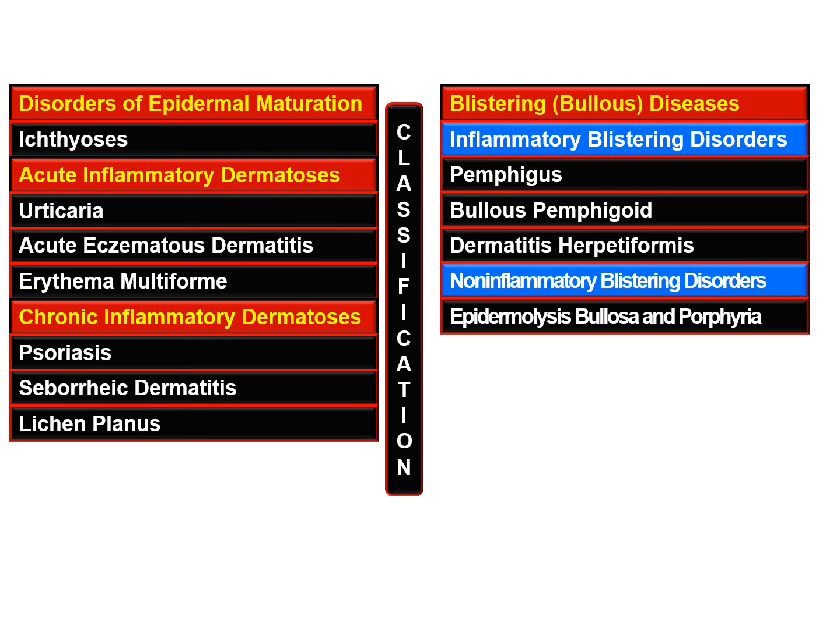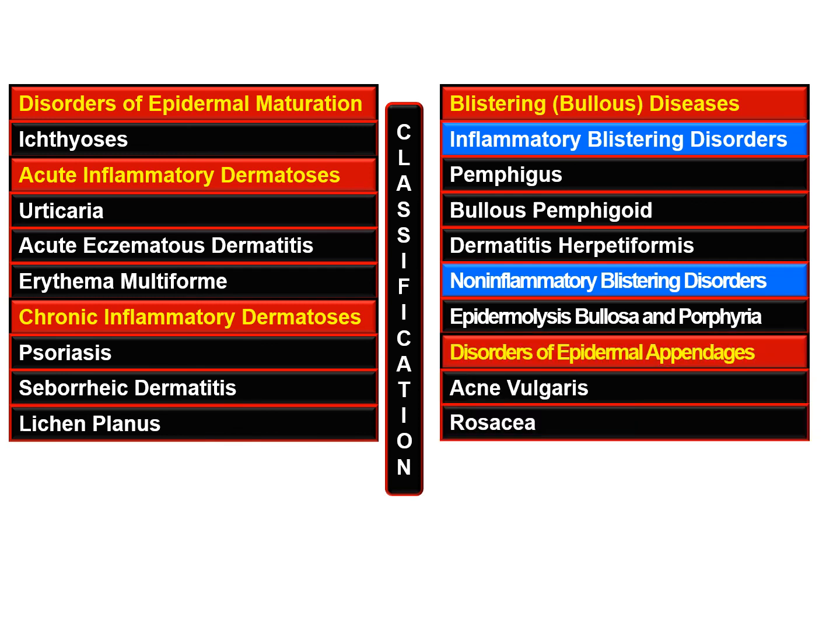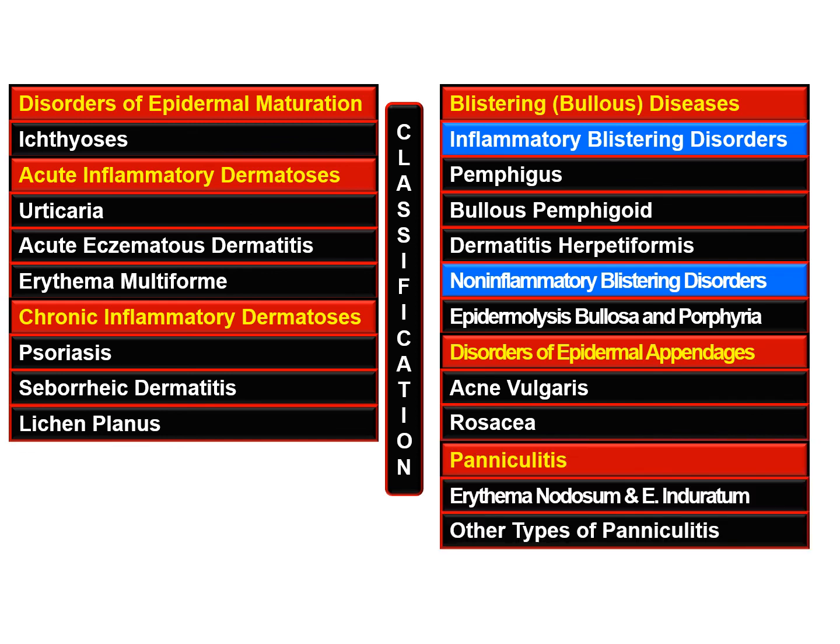The blistering disorders of the skin are divided into inflammatory and non-inflammatory categories. The inflammatory include pemphigus, bullous pemphigoid, and dermatitis herpetiformis, while the non-inflammatory includes epidermolysis bullosa and porphyria. The disorders of epidermal appendages include acne vulgaris and rosacea, and panniculitis disorders are erythema nodosum and erythema induratum, and there are many other types of panniculitis.